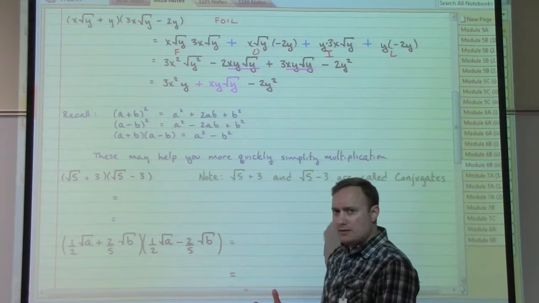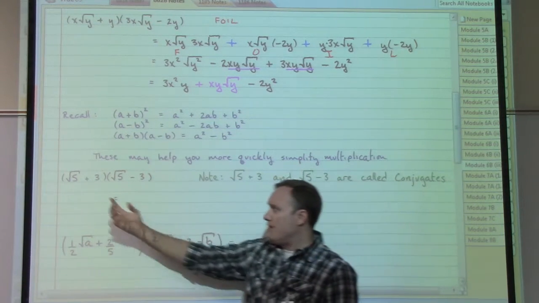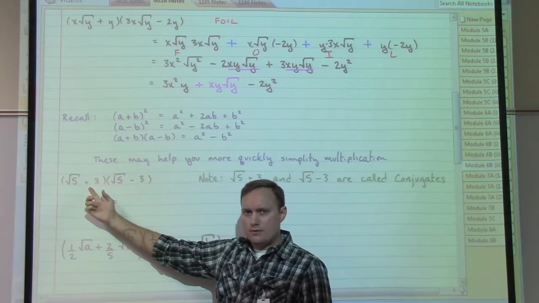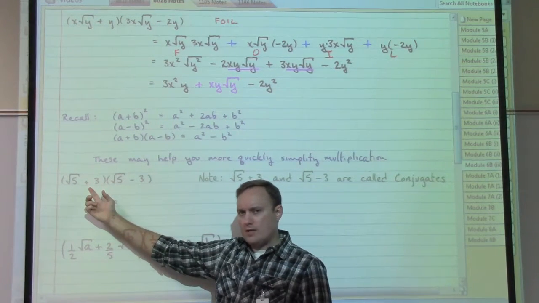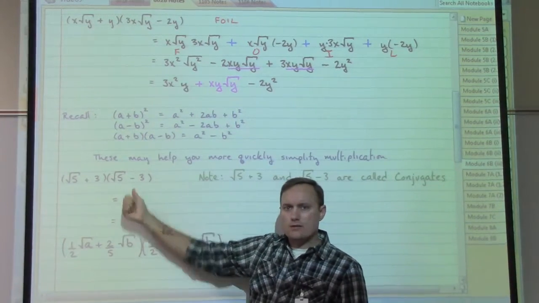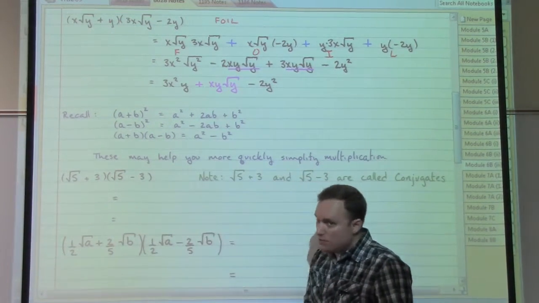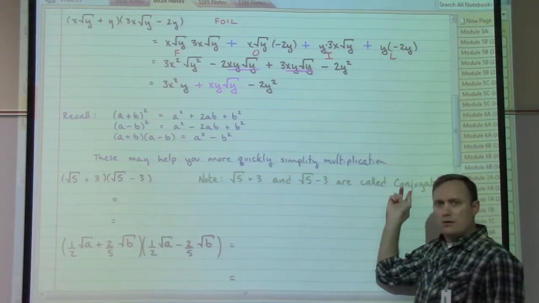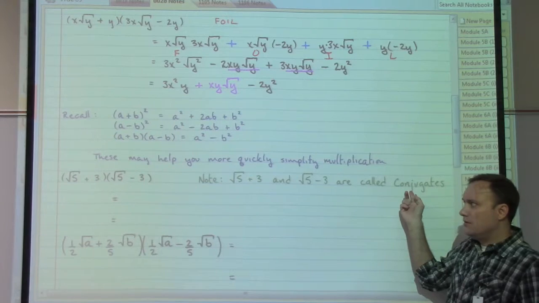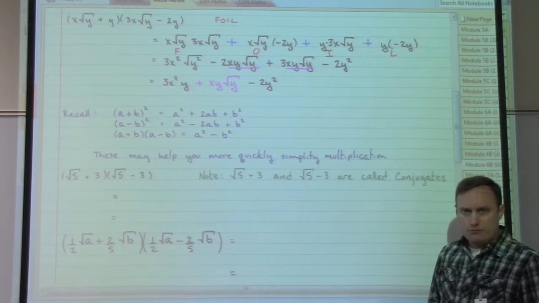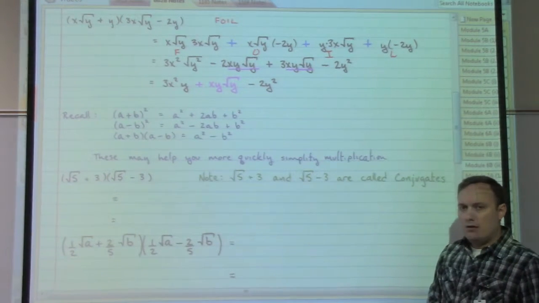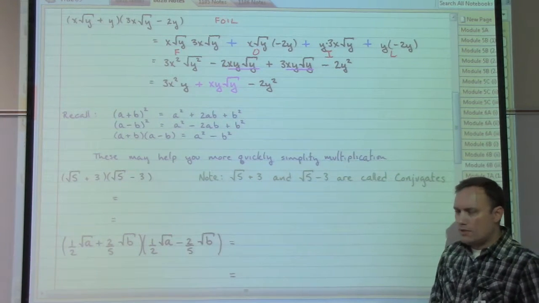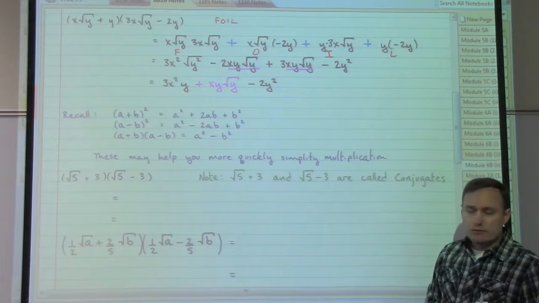arrangement in these factors. The first term and the second term are the same, one factor has a plus, one factor has a minus. Because they're special and special things get names, we end up calling this conjugates. These two numbers, square root of 5 plus 3 versus the square root of 5 minus 3. They're conjugates. It's kind of like saying they're fraternal twins.